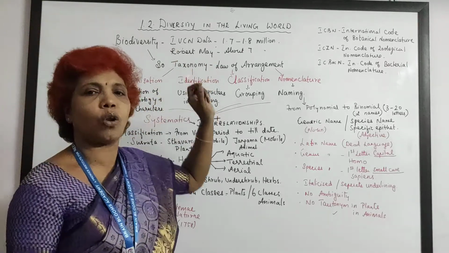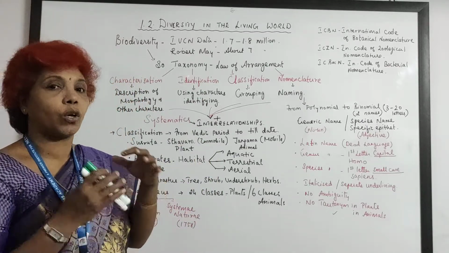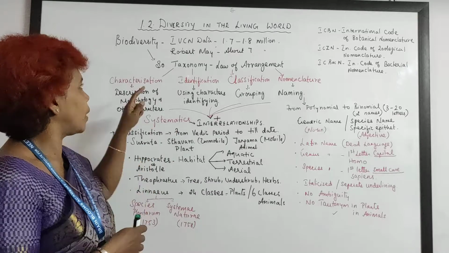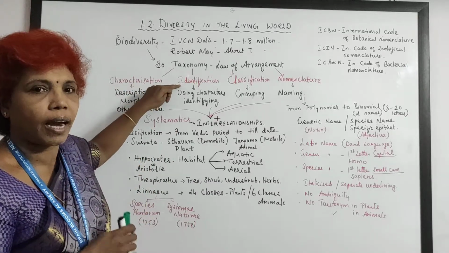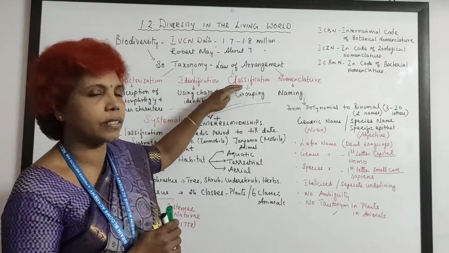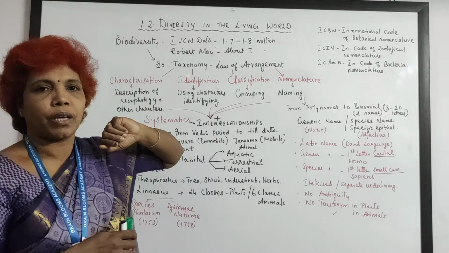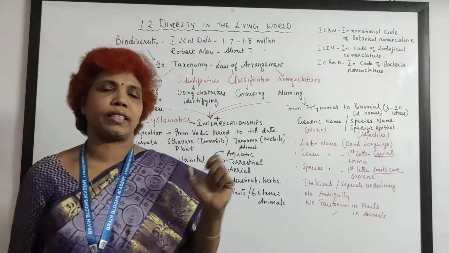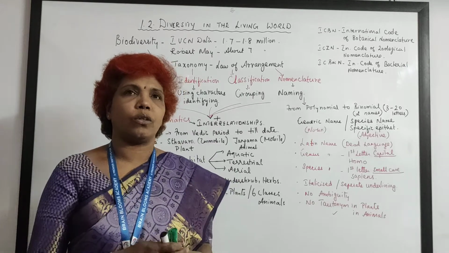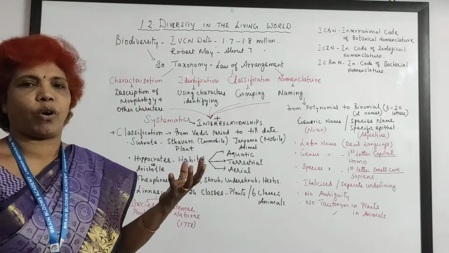Taxonomy means law of arrangement. How to arrange? What are the components of taxonomy? Look at this. Characterization first. Second is identification. Third is classification. And the fourth is nomenclature. Okay, first is characterization. What is characterization? Like every plant, every animal has some morphology.